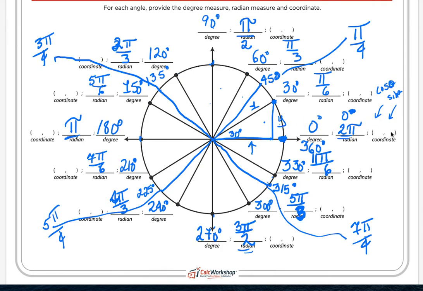Okay, so let's just go around a little bit on each of these and figure out some of the easier ones, and then we're going to do some of the more difficult ones, but you're going to find out there's a pattern to the whole thing, okay?